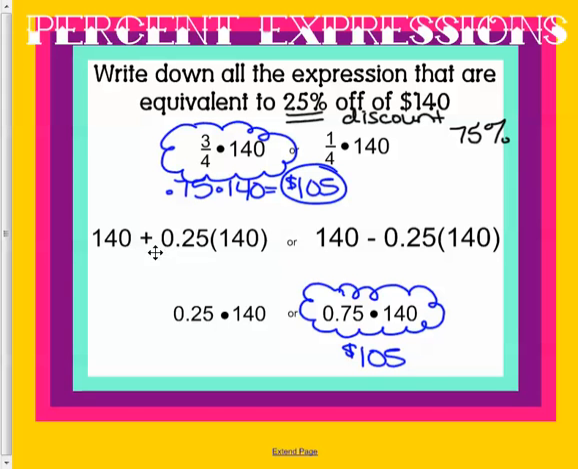Okay, now these two. Am I adding something on or am I taking something off? If it's a discount, I'm removing the 25%. So 25% times 140 gives me $35. So really what I'm taking is 140 minus 35, which is 105. So this one works as well.